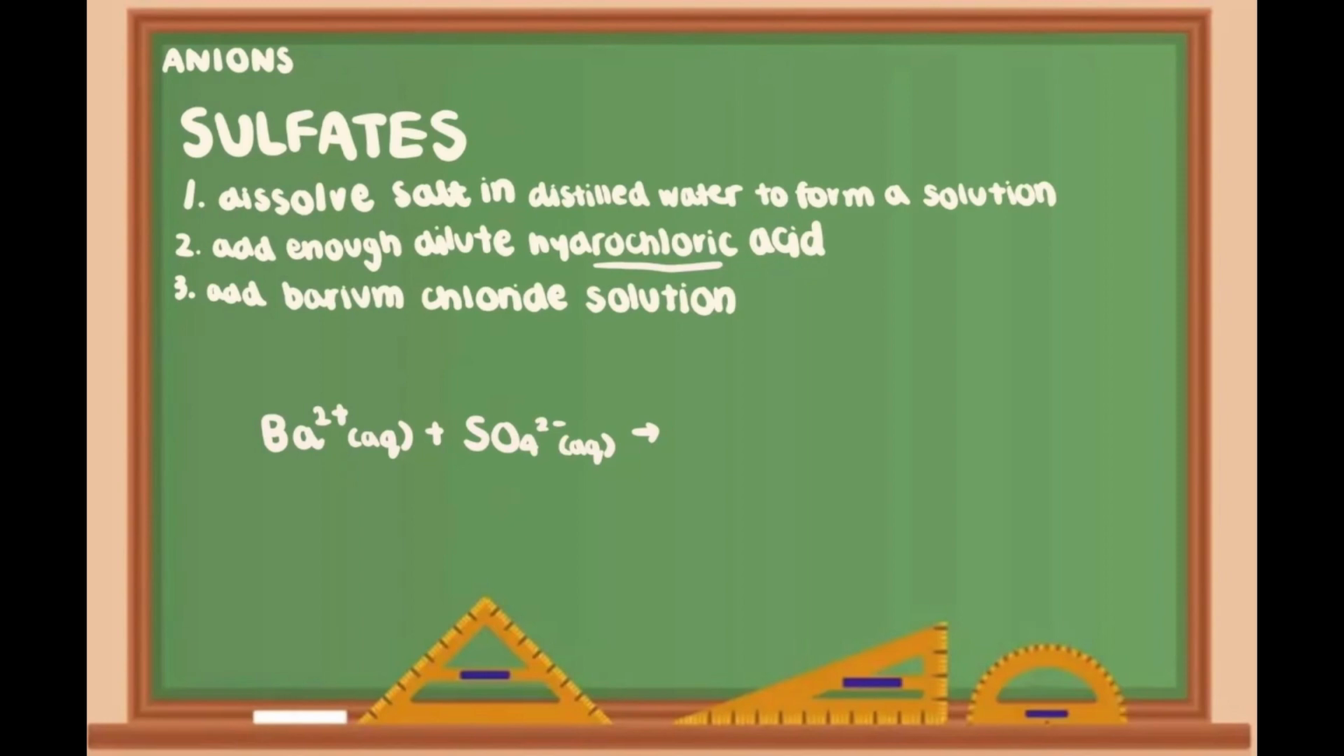Then we're going to add barium chloride. So this is barium chloride if we're using hydrochloric acid. If we were to use nitric acid, we'd add barium nitrate. But anyways, adding barium chloride solution.